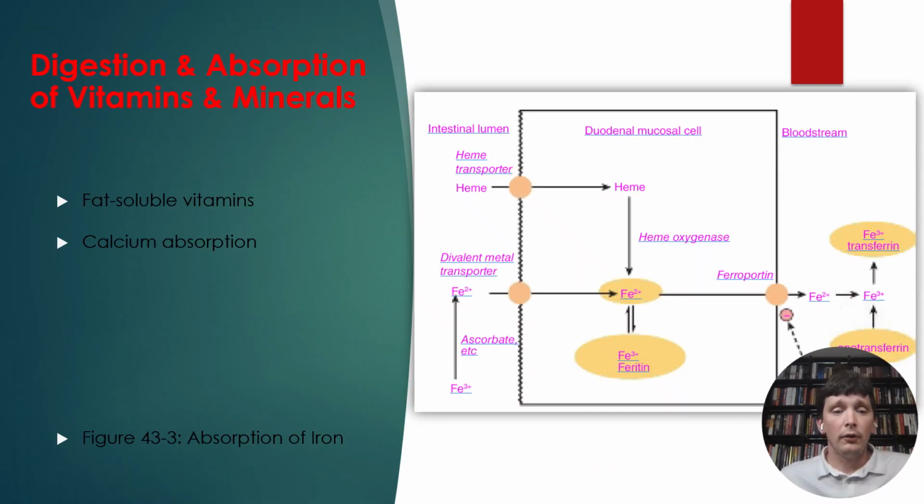Vitamins and minerals are also absorbed in different ways. Fat-soluble vitamins are absorbed along with fats in micelles. Water-soluble vitamins use special transporters or active transport. For minerals, such as calcium, vitamin D is key. It helps increase absorption. Iron is tightly controlled by the body. Our hormone, called hepcidin, helps regulate how much iron is allowed into the bloodstream. Figure 43.3 here shows how iron is absorbed and how it's moved into the blood system.